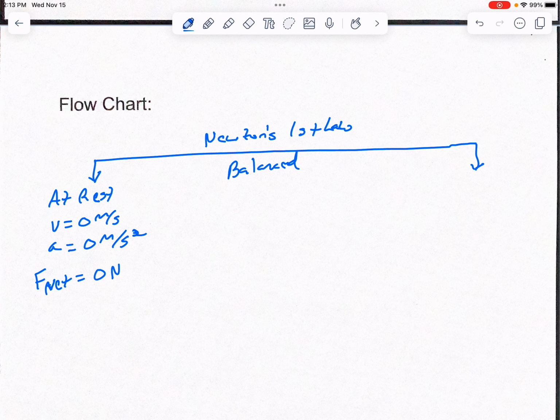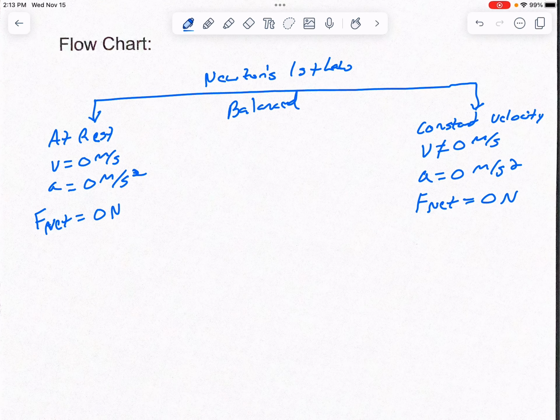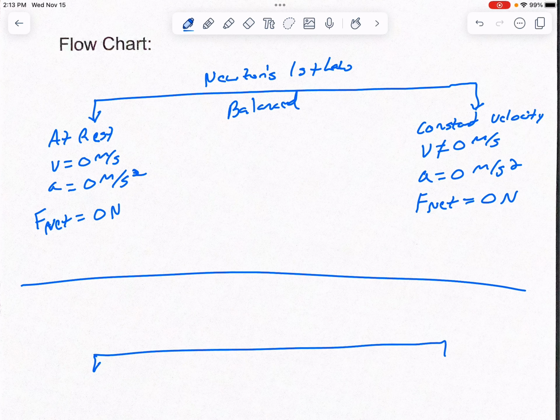Now, your other option is if you're not at rest, and if everything needs to be balanced, that means you're moving at a constant velocity. So it has to be constant. We know velocity is not equal to 0. But if you're going at a constant velocity, you're not accelerating either, so A would be 0 as well in this scenario. And if A is 0, then F net is 0 as well. That was type 1 in a nutshell. So what we're going to do is type 2.